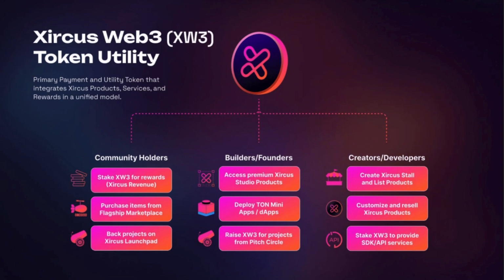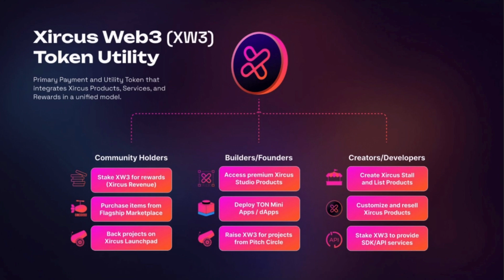For example, if you as a community holder would stake 1,000 XW3 tokens, you will receive a portion of the revenue that we generate from our services. That is creating a passive income stream for you.